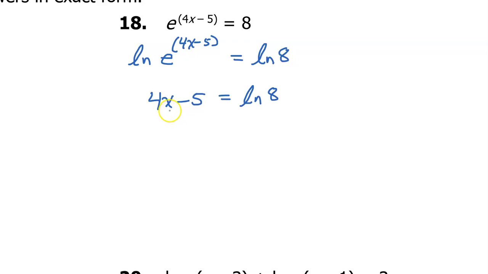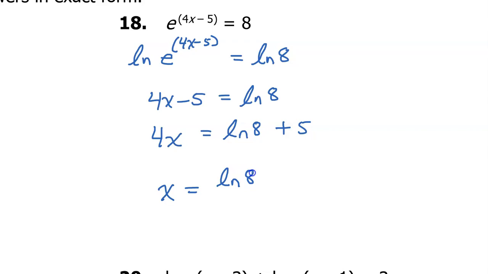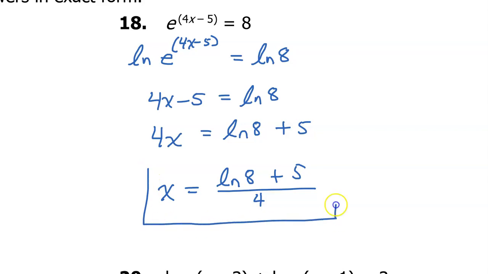We just have to get x by itself. So if we add 5 to both sides, we have 4x is equal to natural log of 8 plus 5. And then x is equal to the natural log of 8 plus 5, all divided by 4. So that's the exact answer for problem number 18.